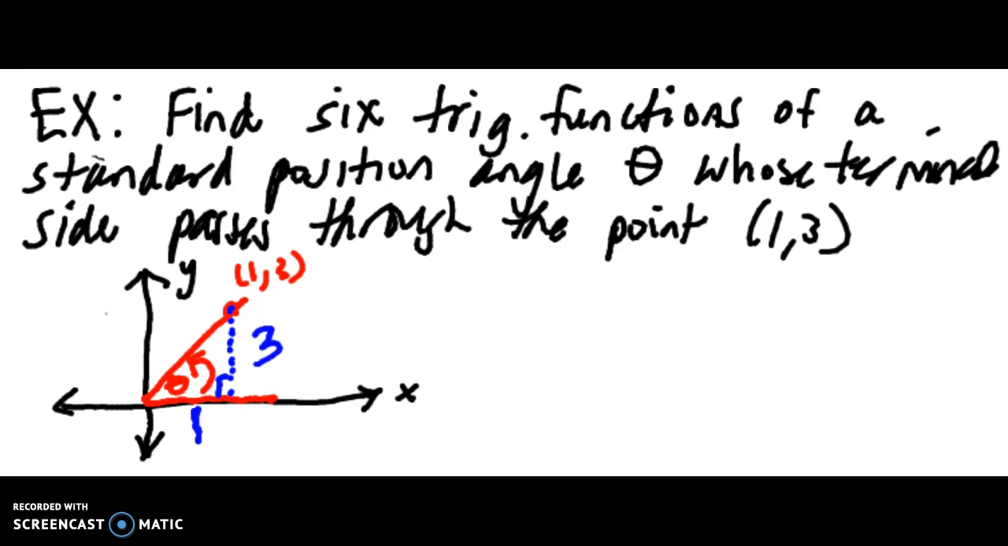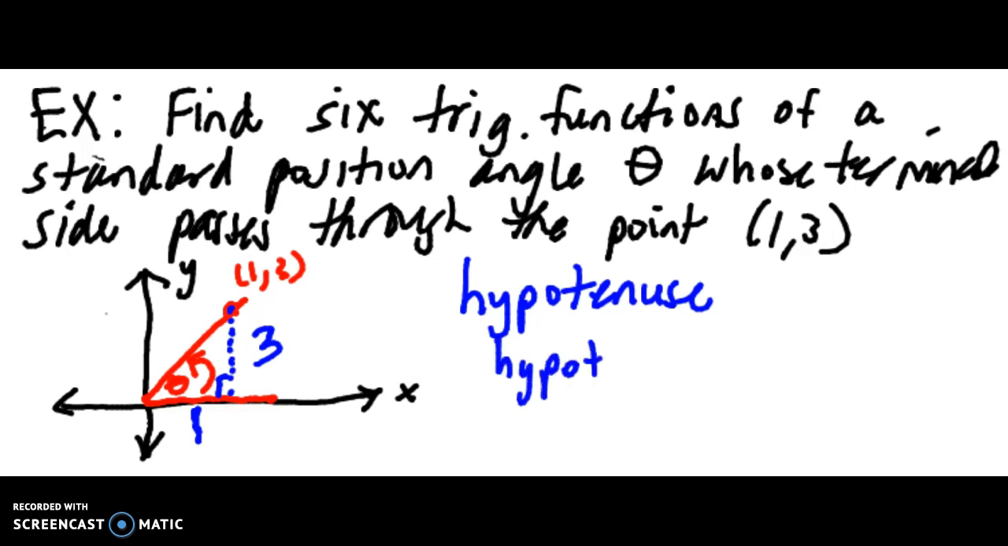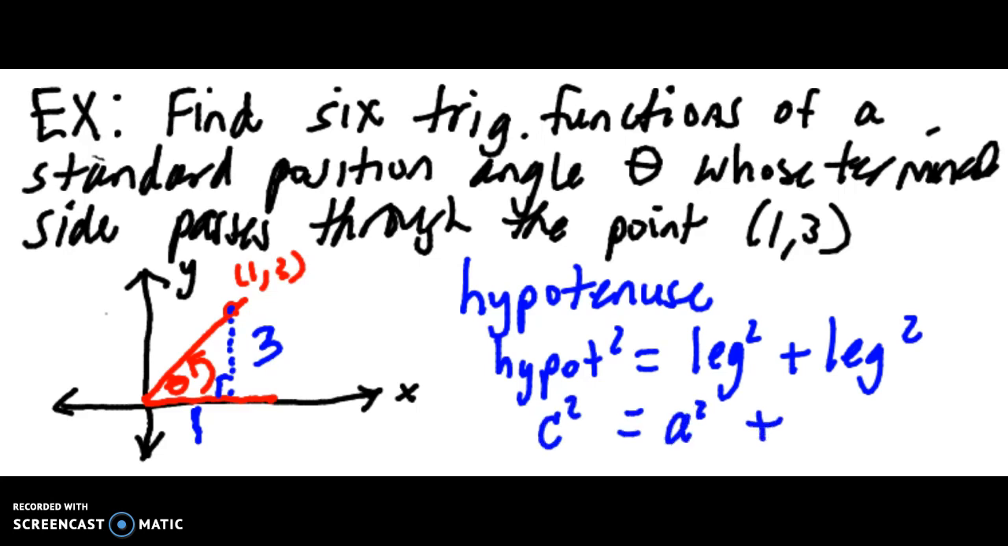All right, so we want to use the trig ratios. But first we have to understand that we need to find the length of the hypotenuse. And we're going to have to use the Pythagorean theorem for that. So the hypotenuse is going to be found by using the Pythagorean theorem, which says the hypotenuse squared equals the sum of the squares of the legs. Usually you'll see this written as c squared equals a squared plus b squared.